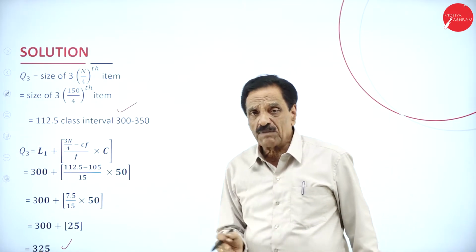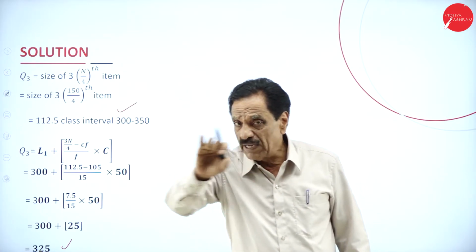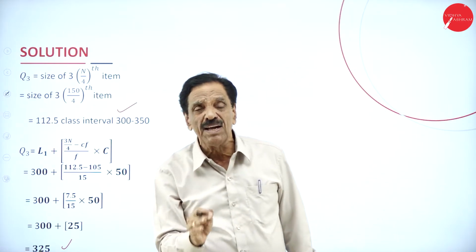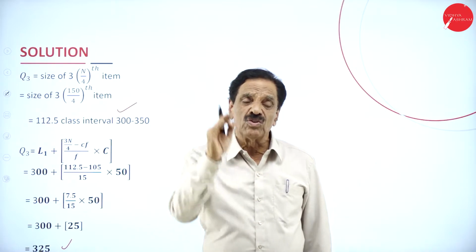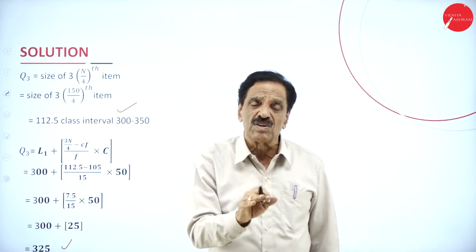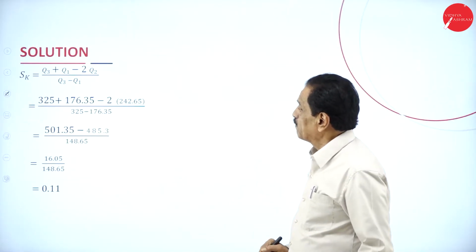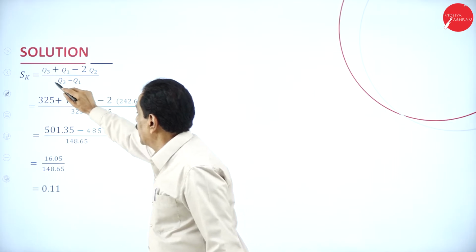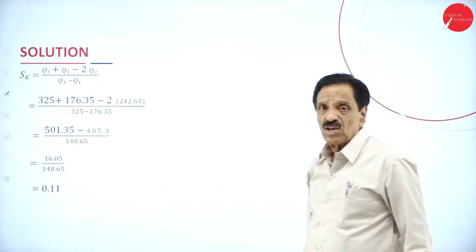Now apply the formula. Qness is equal to Q3 plus Q1 minus 2Q2 divided by Q3 minus Q1. What's the formula? Q3 plus Q1 minus 2Q2 divided by Q3 minus Q1. The answer should come less than 1. Apply: Q3 plus Q1 minus 2Q2 divided by Q3 minus Q1.